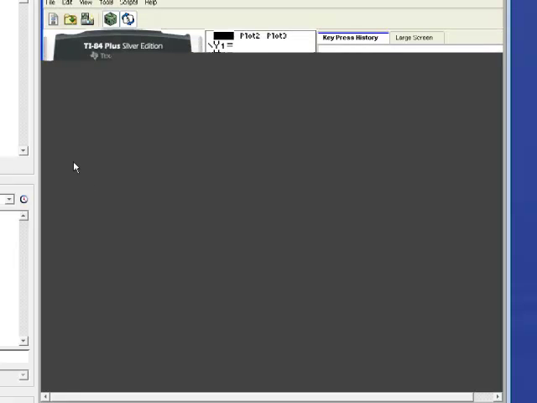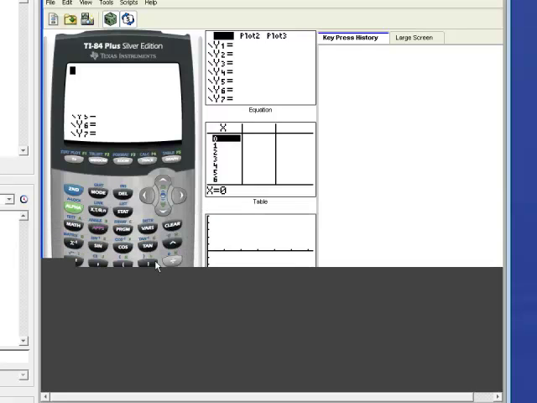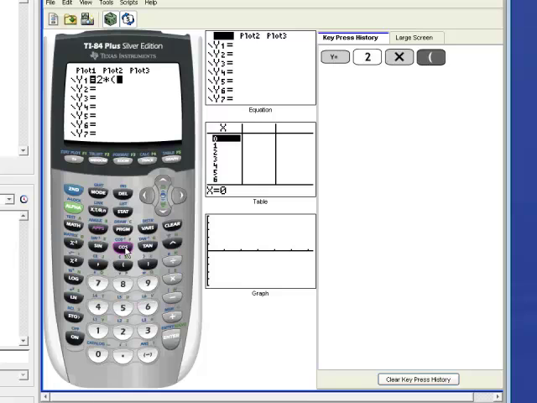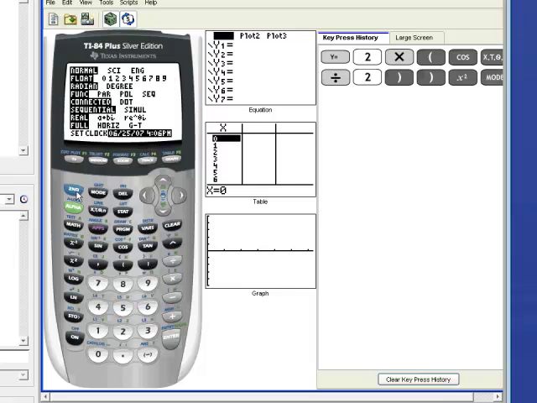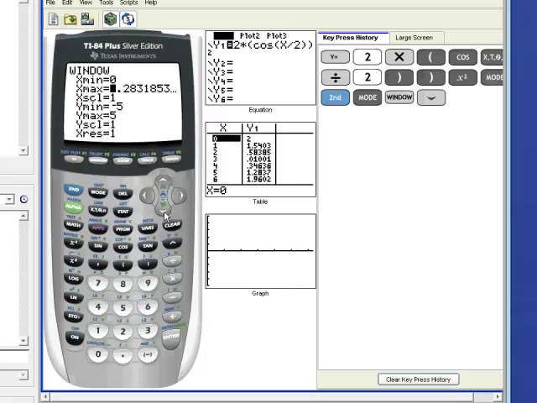Okay. Y equals, so what we're supposed to graph is 2 times cosine x over 2, parentheses, square that. Before I do anything, actually I better check the mode. I'm in radians, so that's good. Go to Windows, and we're supposed to graph up to 4 pi.